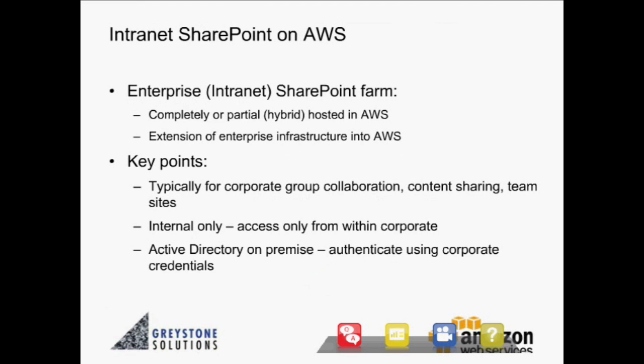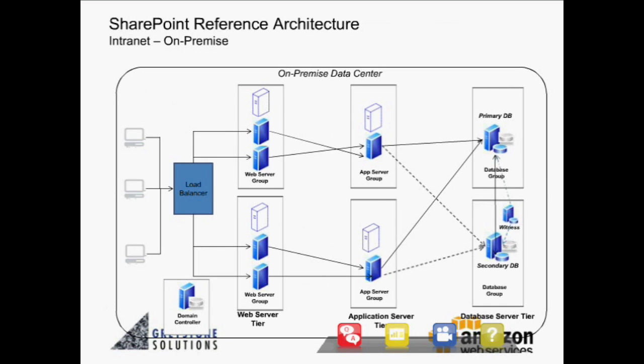So intranet SharePoint on AWS. This is basically a pretty common scenario where you have a SharePoint environment within the enterprise, and you want to extend it into a cloud environment from a scalability perspective, elasticity perspective, or you want to set up different environments like dev environment, test environment, and staging environment for your on-premise SharePoint environment, which is basically your production environment there. Your architecture would look like something like this. You have a traditional load balancer, a domain controller, your typical web server front-end group. You have application servers, and you have the database servers, primary and a secondary with the failover options.